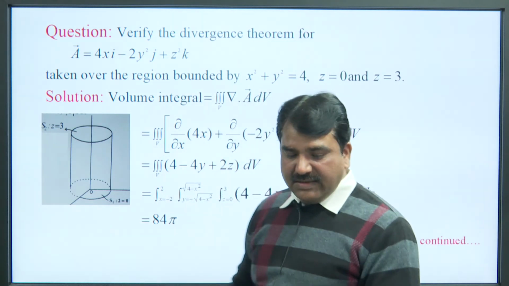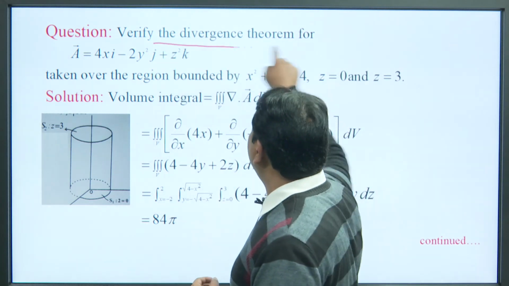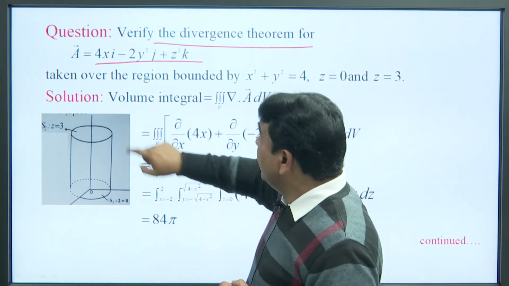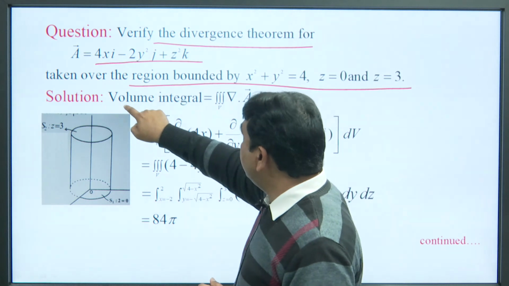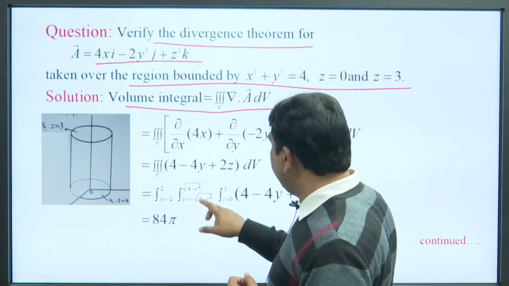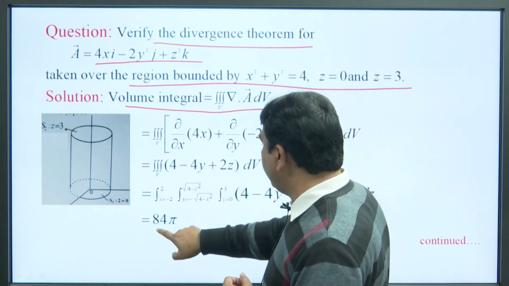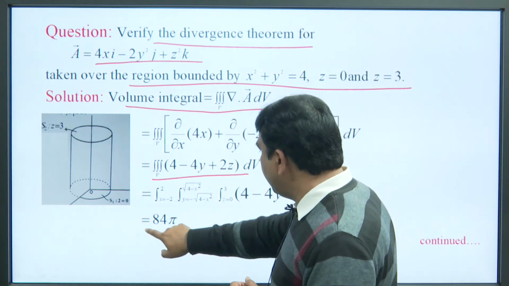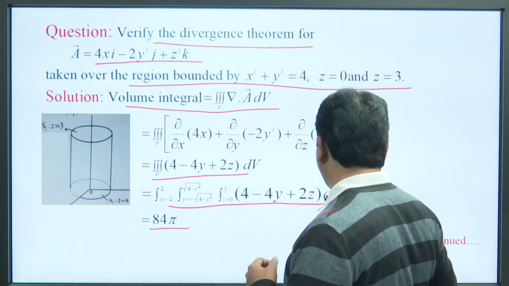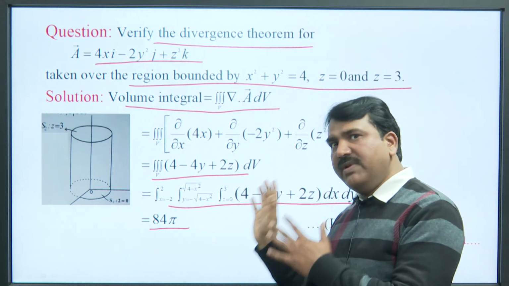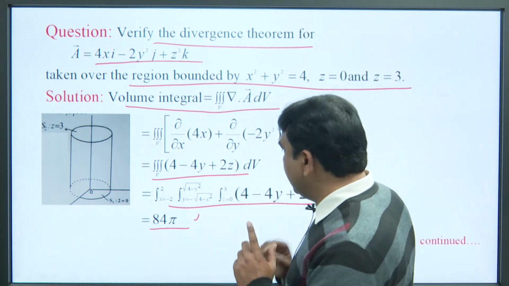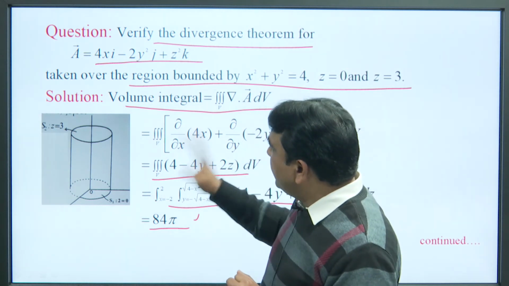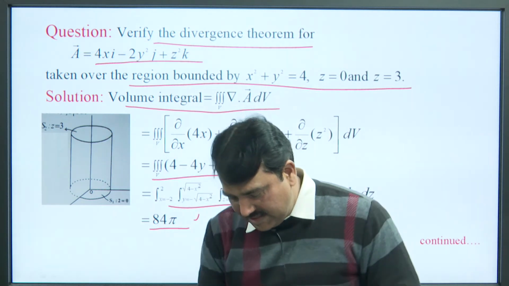Next, let us verify the divergence theorem for this, taken over the region bounded by this and z is equal to 0, z is equal to 3. In this case the volume integral is the integral of divergence of F, and easily you can evaluate the volume integral as 84 pi. Here we have to perform certain calculations of evaluation of a triple integral, then we can find the value as 84 pi. Here the surface contains 3 surfaces.